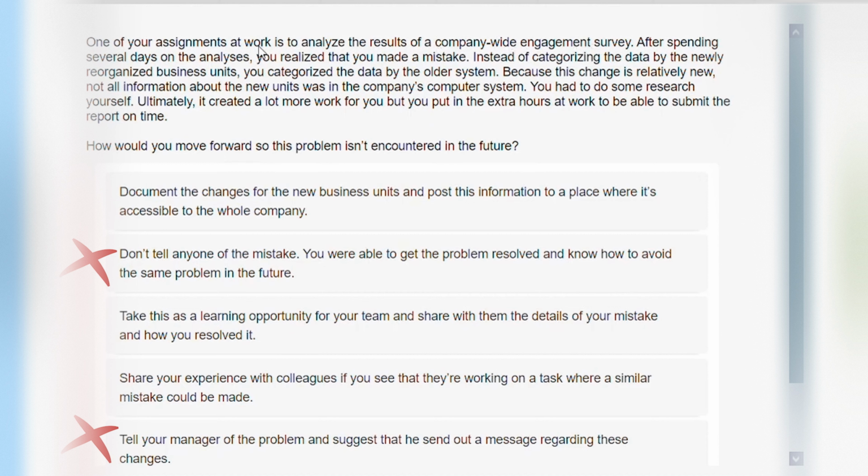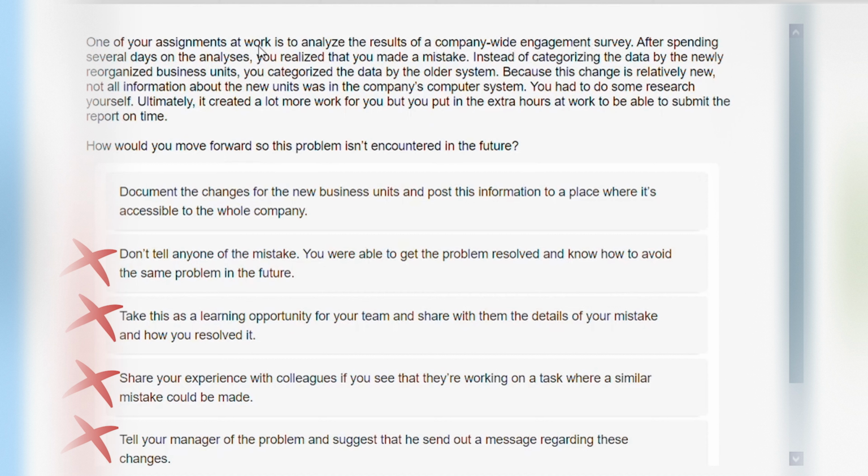Now, given the question is asking, how do you ensure that this problem isn't encountered in future, which may be the situation where you are not present in that role or your team is not in that role. So for instance, if you go ahead and share the experience with colleagues, if you see that they're working on something similar, you just share the experience with them and the experience just dies there. Take this opportunity as a learning opportunity for your team and share with them the details of your mistake. Again, you just inform the team and that's it.